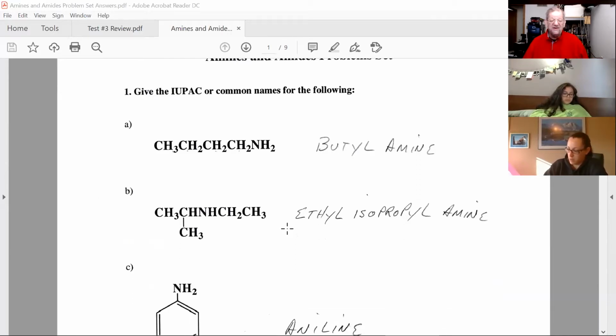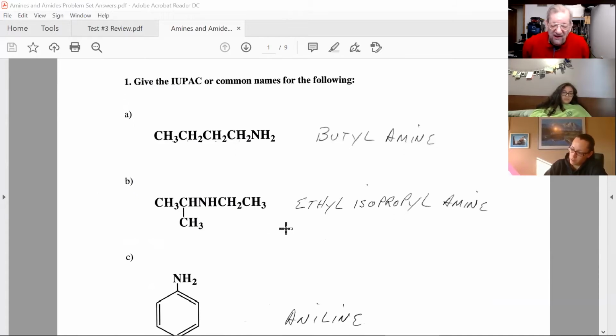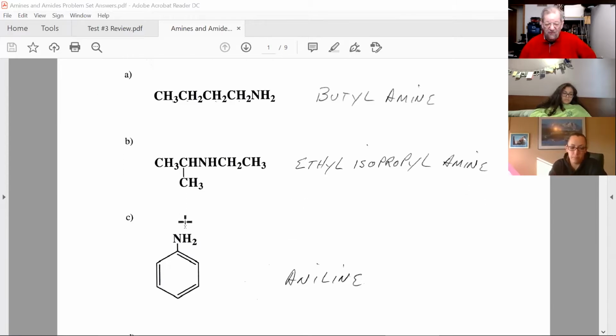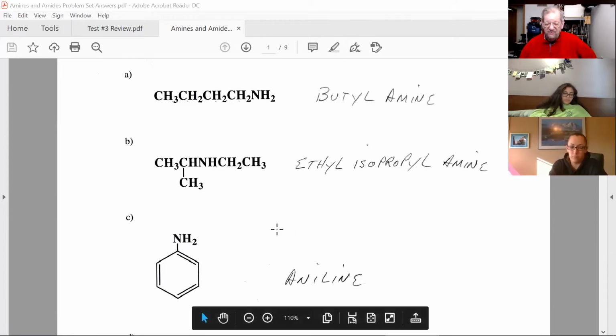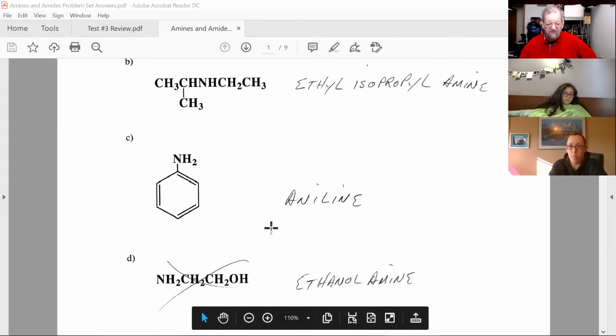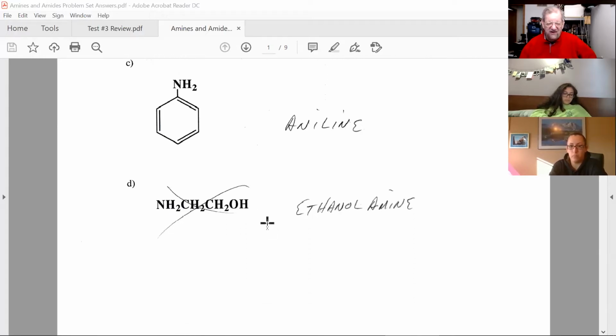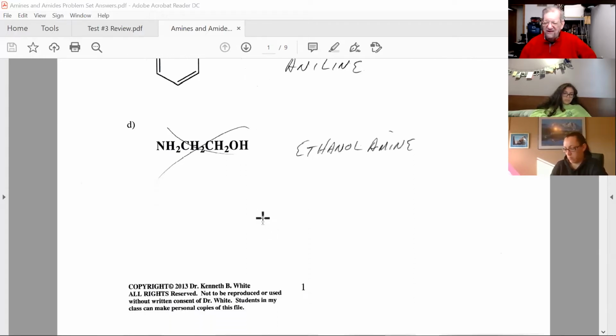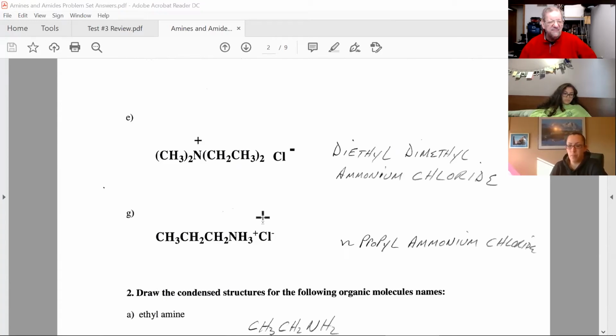Now, how do you do amine common names? You name the R groups on there and add the word amine. A should be an N-butylamine. Next one, B, oh, I got that right. Ethyl and isopropyl, there's no rule which goes first. You could have just as easily put isopropylethylamine. Now, you should know this is aniline. All right, D, just cross off. Dr. White got overexcited, put stuff down he shouldn't have.